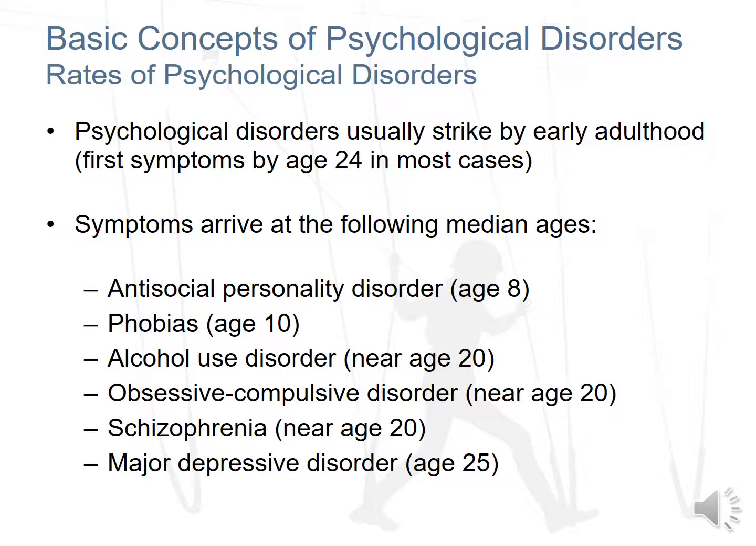Psychological disorders usually strike by early adulthood, with first symptoms by age 24 in most cases, and as stated previously, this is the age when it is thought the physical structure of our brain is cognitively mature. Symptoms arrive at the following median ages, and the median is the midpoint in the range. Antisocial personality disorder around age 8, phobias around age 10, alcohol use disorder near age 20, obsessive compulsive disorder near age 20, schizophrenia near age 20, and major depressive disorder age 25.